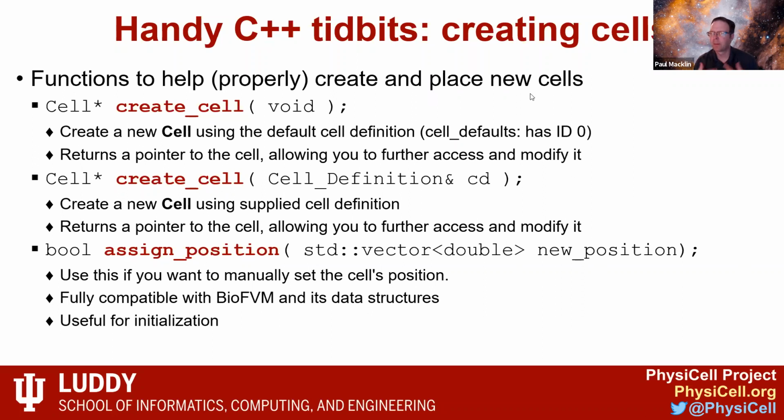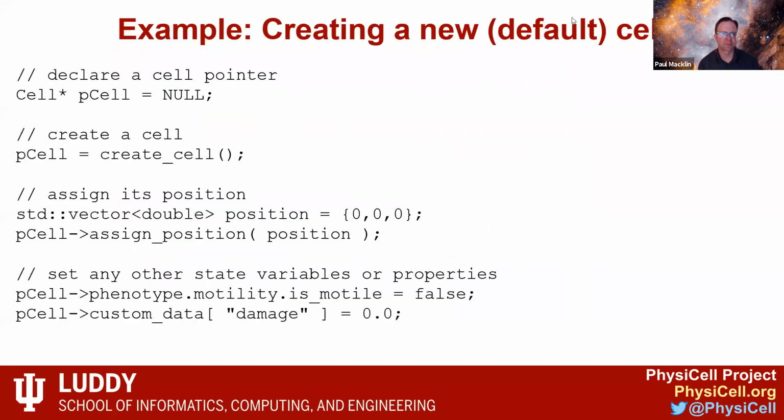And then the other thing is, remember when we said yesterday that you should never directly overwrite the cell position because it will mess up some of the underlying data structures. So there's a safe method called assign position. So you do cell.assign position and pass a vector that will place it in the right place and it will set it consistent with all the data structures. So that's really useful for initialization.